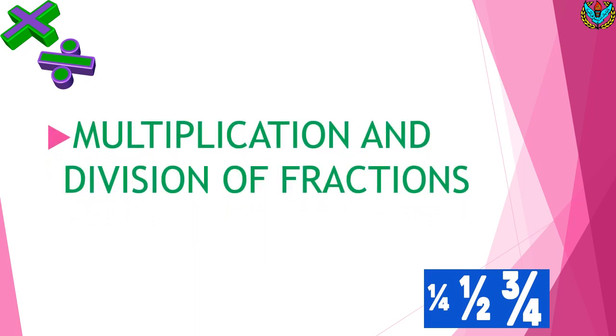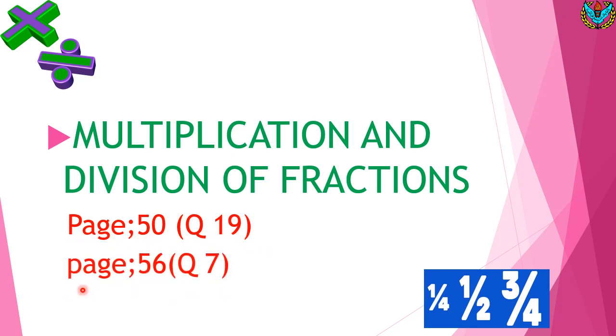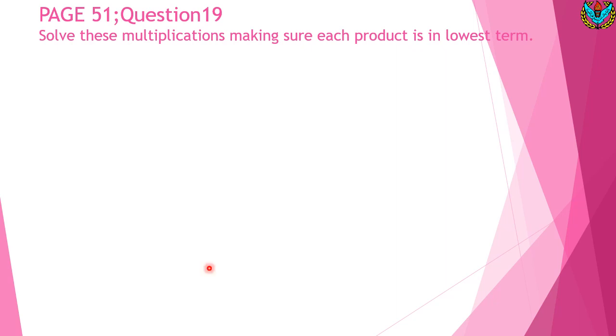Our today's topic is about fractions, and it is multiplication and division of fractions, and we will cover page number 50, question number 19, page number 56, question number 7. Now please open your books, page number 51, question number 19, and it is: solve these multiplications making sure each product is in lowest terms.